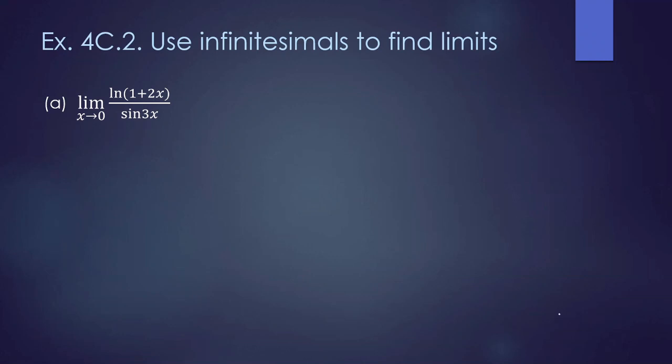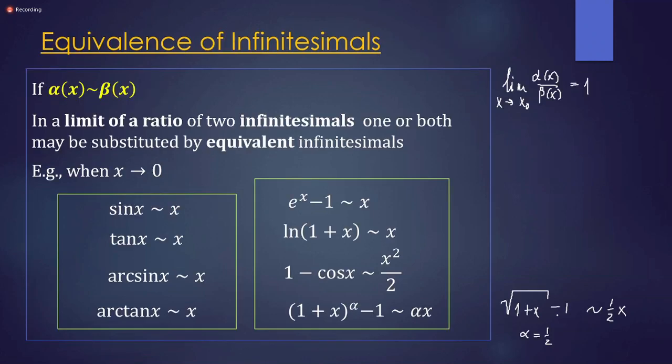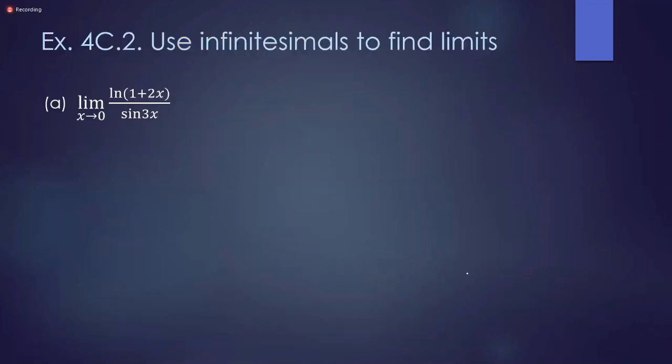Now notice ln of 1 plus x is equivalent to x, which means in this case the way I think, ln of 1 plus t is equivalent to t, of course, as t tends to 0. Using these equivalences as x tends to 0, ln of 1 plus 2x is equivalent to 2x. And in the ratio, I may substitute. It is perfectly normal to substitute 2x for ln of 1 plus 2x.